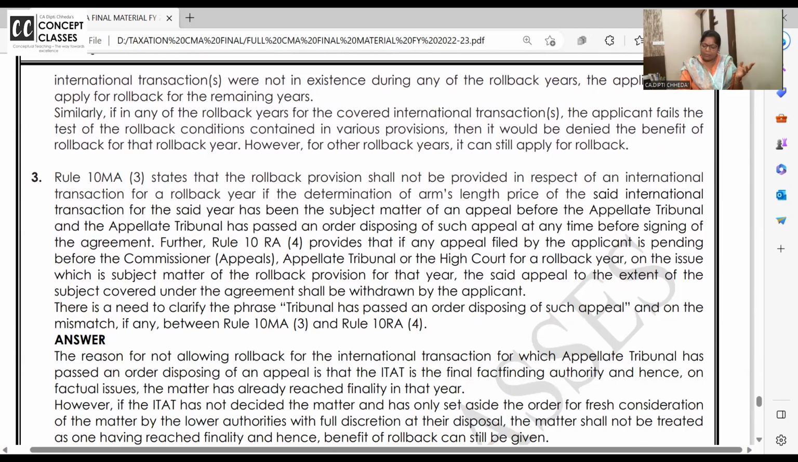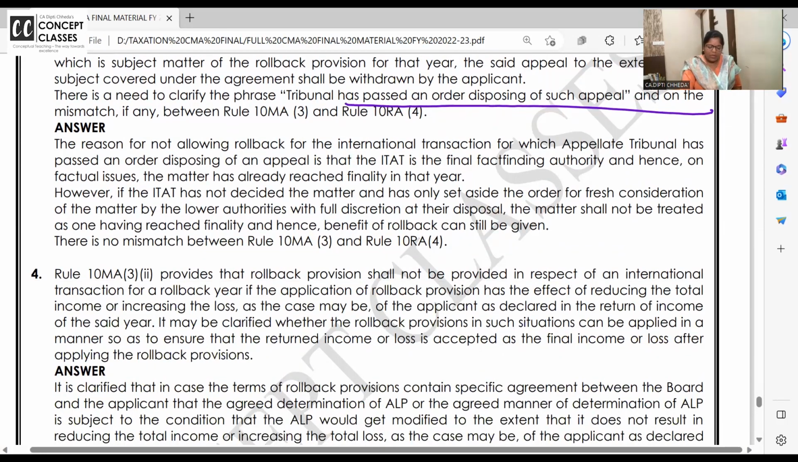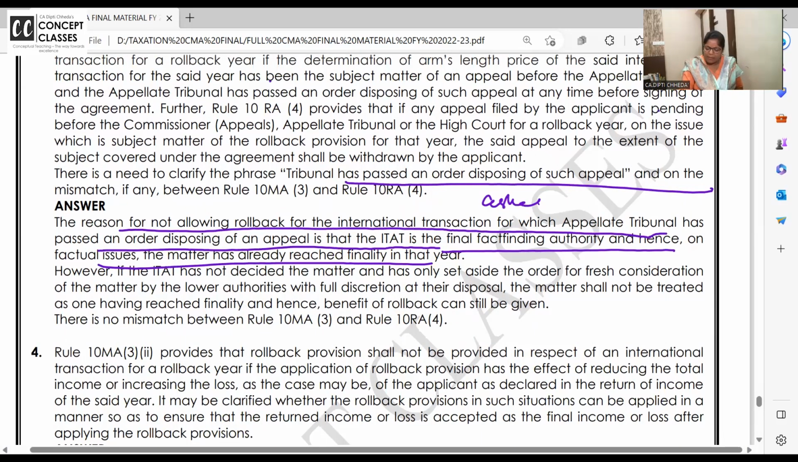It states that rollback shall be provided if the determination of ALP for the said year has not been the subject matter of appeal before the appellate tribunal which has passed an order disposing of the appeal. In your case, there is a need to clarify: the Tribunal has passed an order, can you go for rollback for that year? No. The reason for not allowing rollback is that ITAT is the final fact finding authority. This has come in the exam, it was asked in the exam. They made a question and this is the answer.